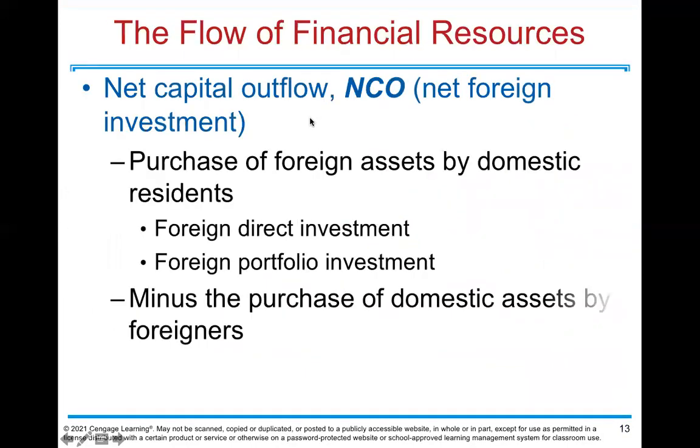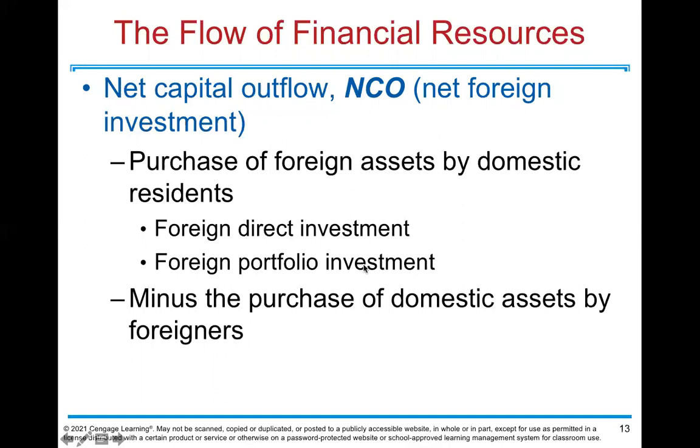Okay, so this is important now to start talking about net capital outflow. Net capital outflow is going to be the purchase of foreign assets by domestic residents. So it's going to be how much of German or Japanese assets did Americans buy, from a US perspective, but minus the purchases that Germans and Japanese made of American assets. So what is going to be the difference in assets between Americans and foreigners, or say the U.S.